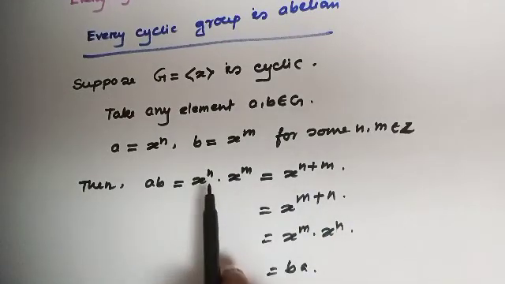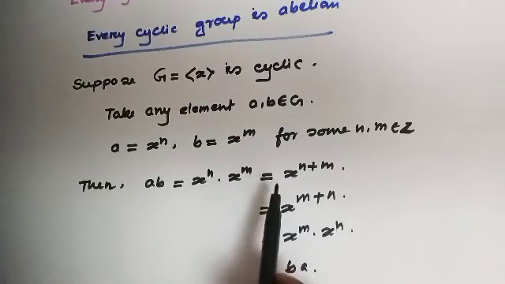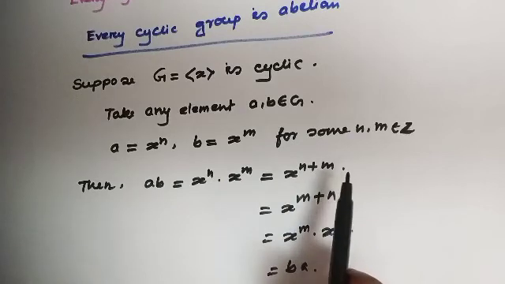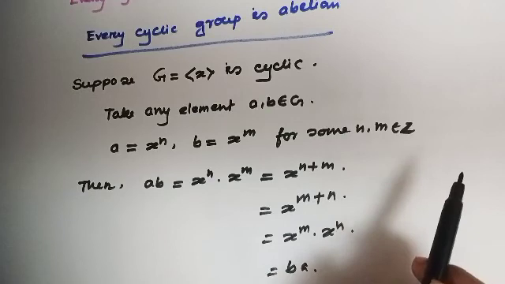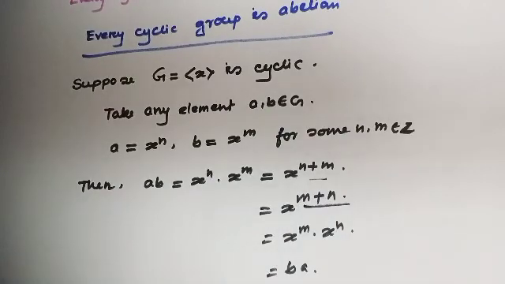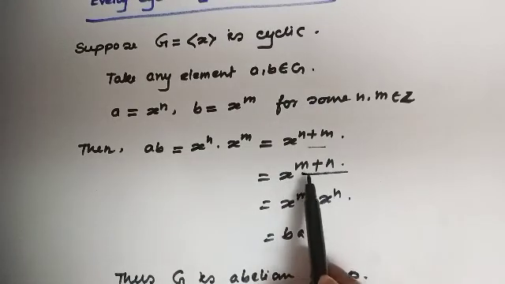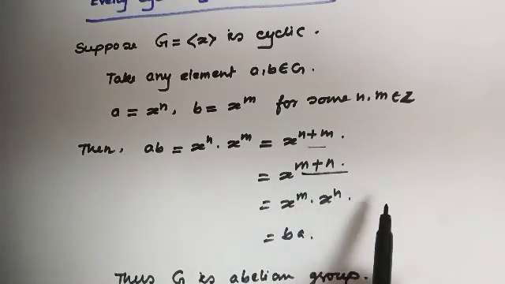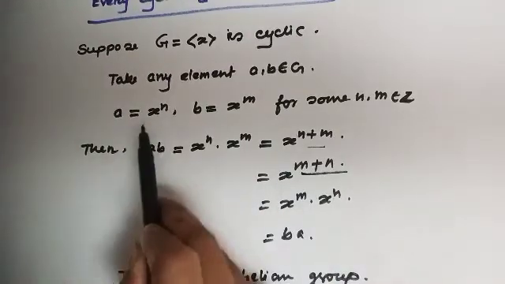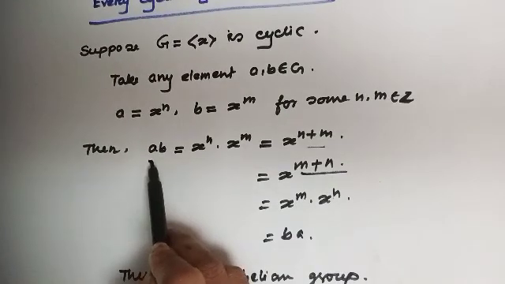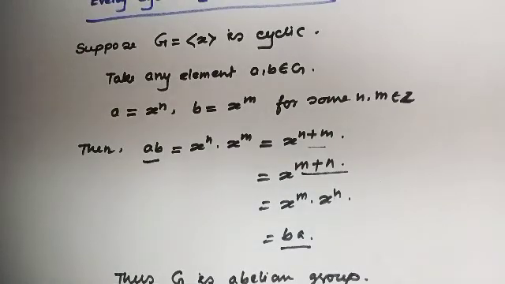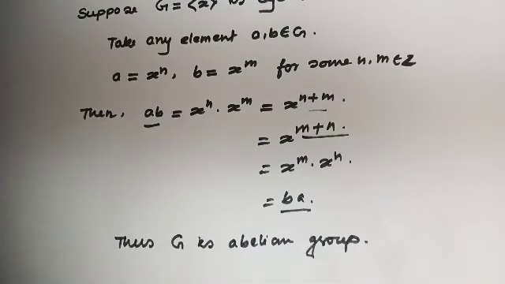ab equal to x to the power n times x to the power m, which is equal to x to the power n plus m. And all of us know addition is a commutative operation in the set of integers. So this and this are the same. It is equal to x to the power m times x to the power n, and x to the power m equals b and x to the power n equals a. That means ab equal to ba. So G is an abelian group. Okay? Alright.